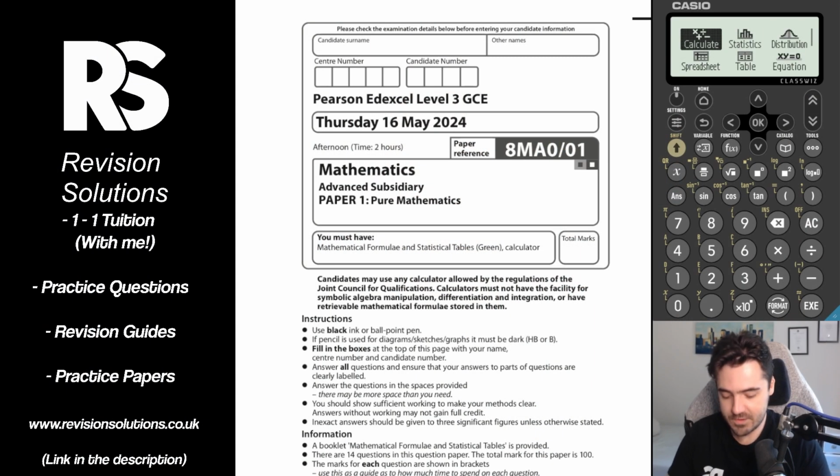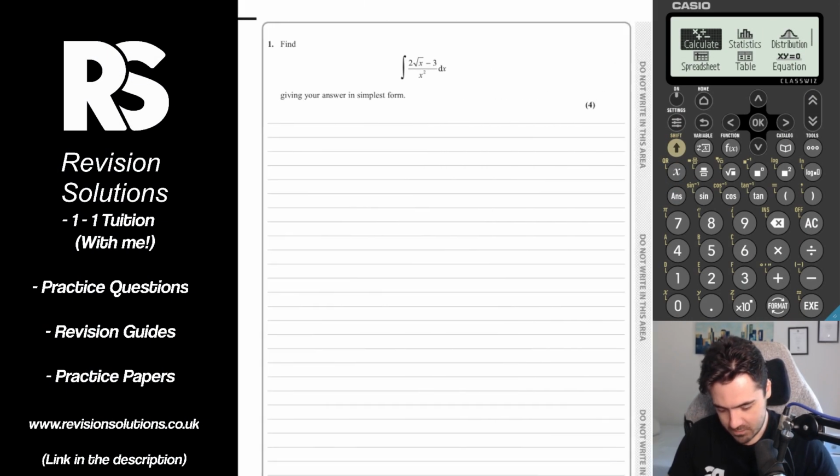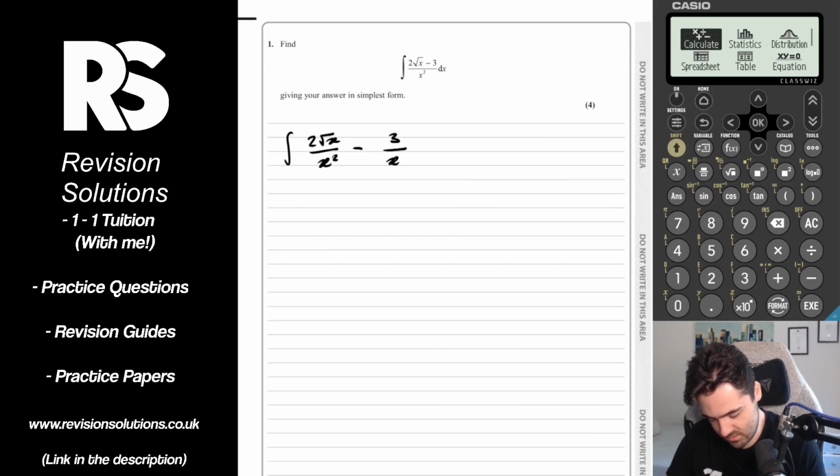Okay, so here we are at the front of the paper, going straight to question 1. It says, can we integrate 2 root x minus 3 over x squared? So first thing we're going to do is simplify the fraction down just to powers of x so we can apply our rule. So splitting up the fraction, that would be the integral of 2 root x over x squared minus 3 over x squared.